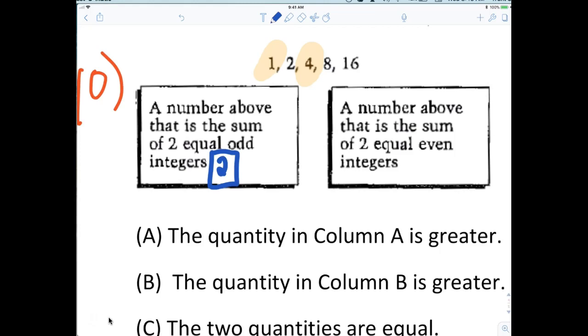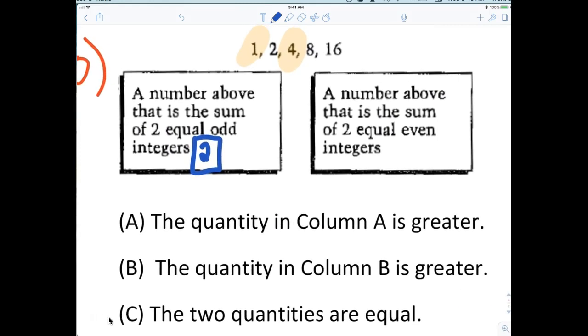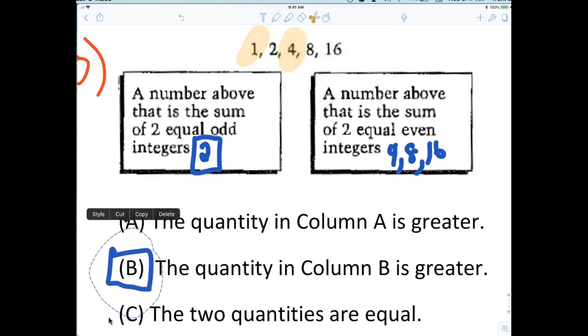Now, I think we've kind of answered that, right? Yeah. Because we did what? Four worked, eight worked, and 16 worked. Everybody happy with that explanation? So, correct answer is what? Oh, I circled A. See, that's exactly what I mean about doing dumb things.